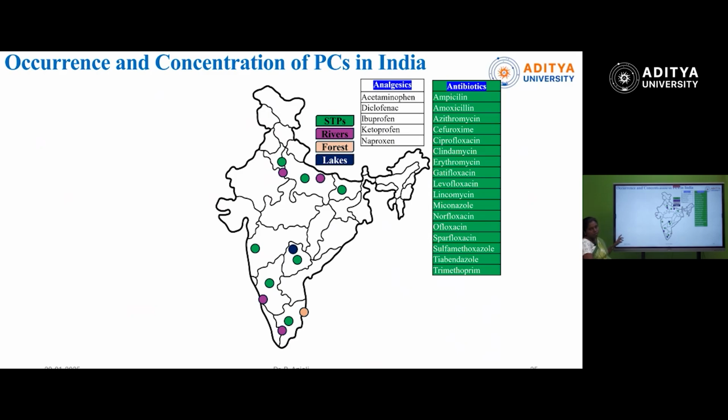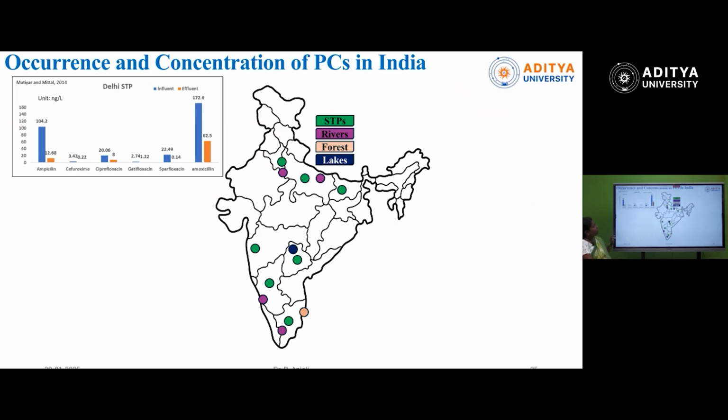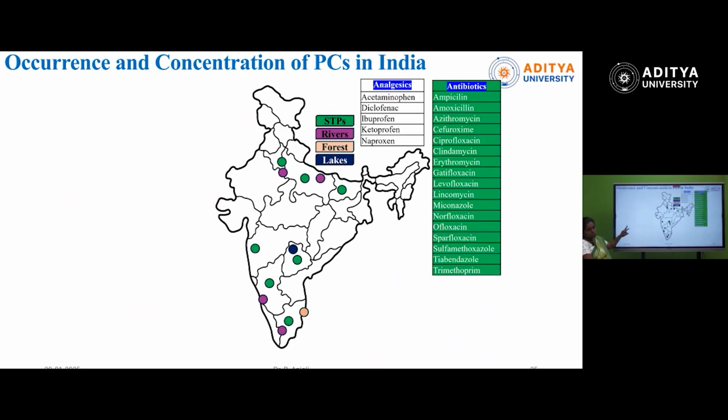Here I'm focusing only on the two major groups that come under the pharmaceutical compounds. One is antibiotic, another one is analgesic. So you can see in the STPs how many pollutants we have detected in India. In that, acetaminophen, that is paracetamol, is also there, amoxicillin is also there, ciprofloxacin is also there. Okay, so next one. This is the occurrence. I have chosen only two groups, antibiotic and analgesic.